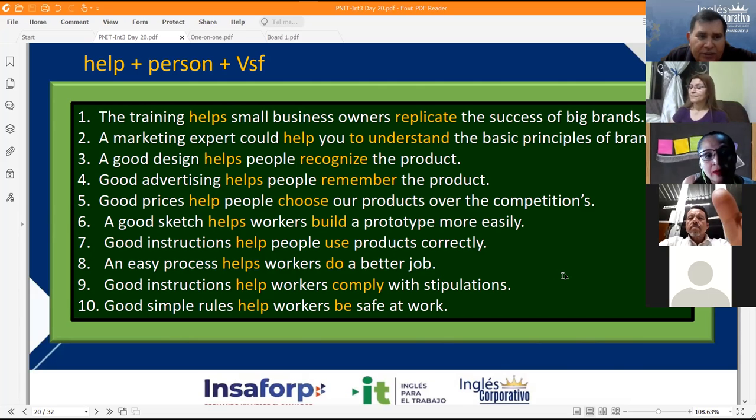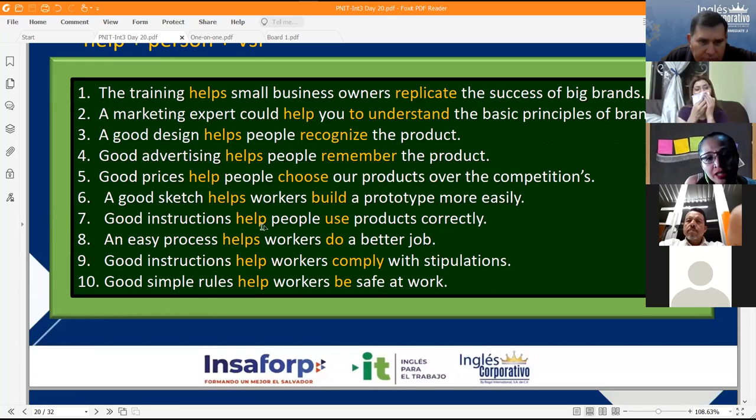Okay. Tell me. Number 6. A good sketch helps workers build a prototype more easily. Good instructions help people use products correctly. An easy process helps workers do a better job. Excellent. Good instructions help workers comply with stipulations. Good simple rules help workers be safe at work. Okay, excellent, very good, thanks.